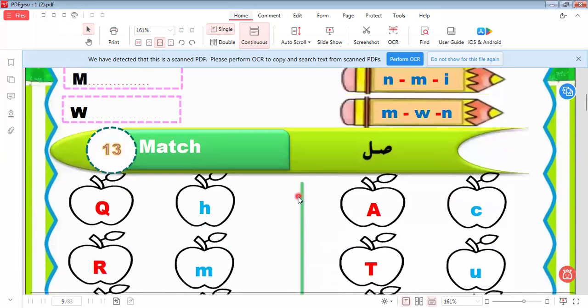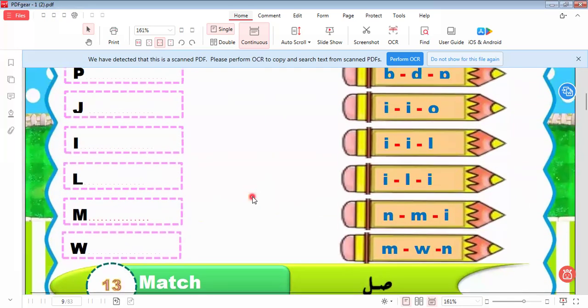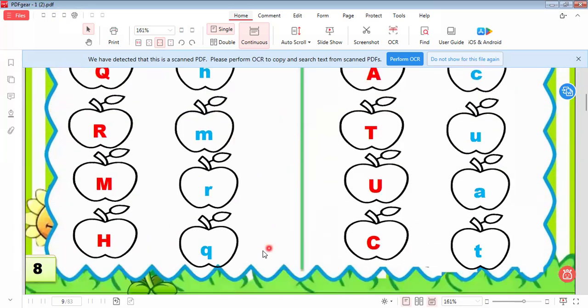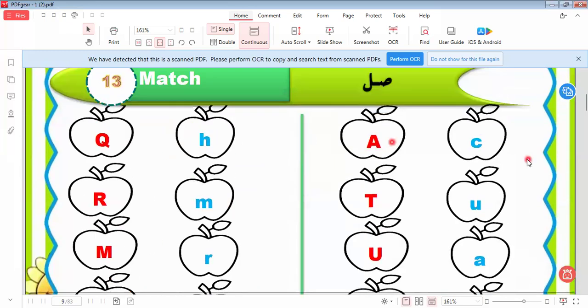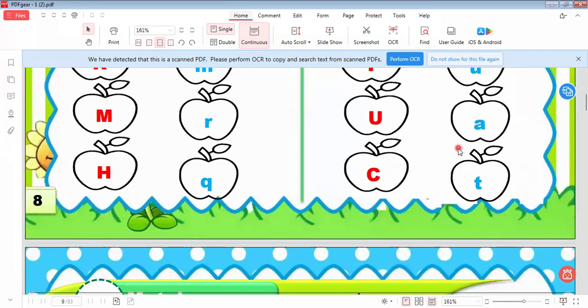So I answered some of them, and the questions that repeat, I will leave the rest for you to do by yourself. Okay. Here is capital Q. Where is the small q? This one. Capital R with small r. This one. Capital M, this is small m. Capital H and small h. Here is capital A, small a, capital T, small t, capital U, small u, and capital C and small c.